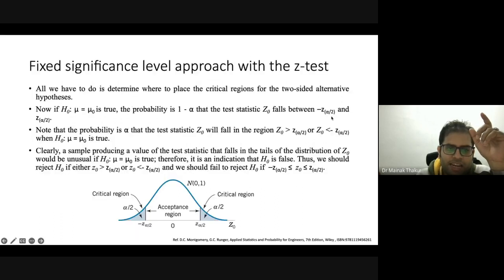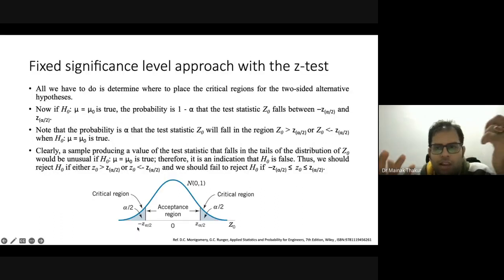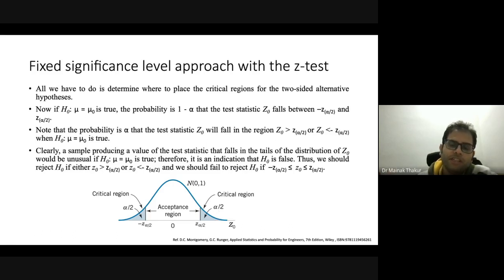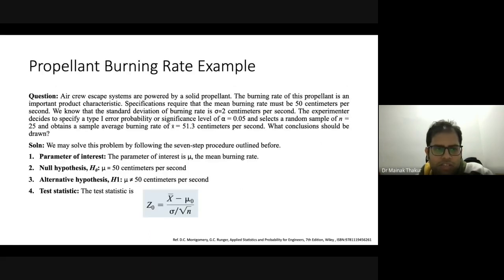Please remember this. It depends on alpha. If you change alpha to 0.01, this value will change. It will come somewhere here, because alpha by 2 is 0.01 by 2, that means 0.005 in that case. You need to find the Z alpha by 2 value corresponding to that alpha. So in that manner you should change this.